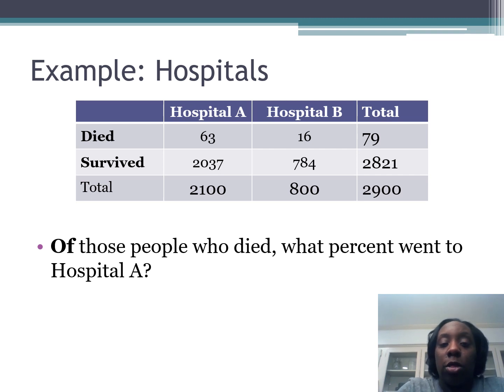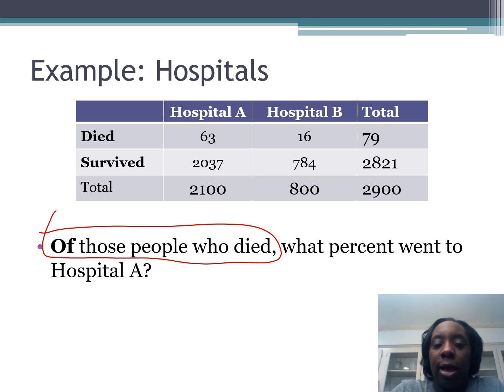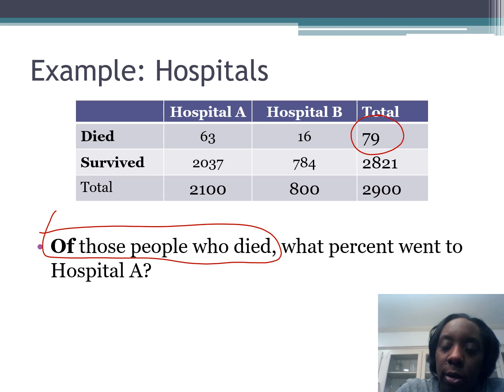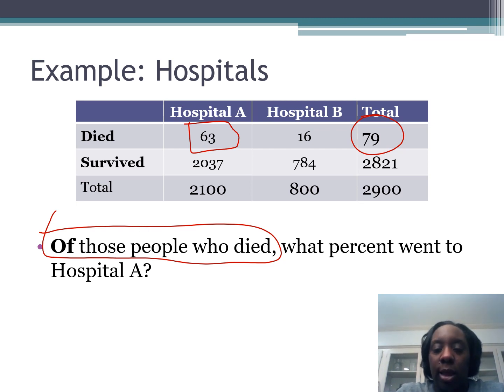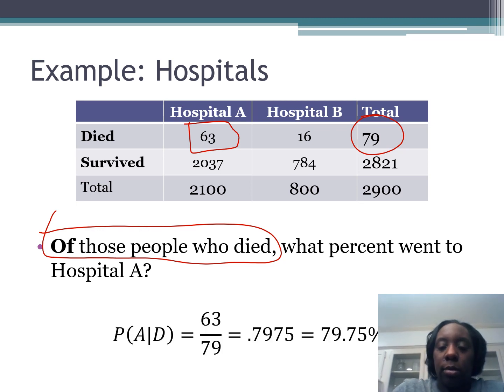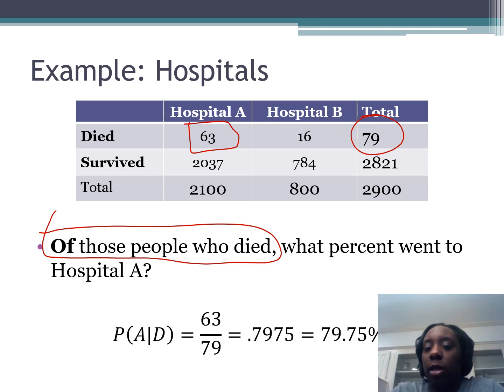Of the people who died. That's another way you can say of those people who died. So I care about everybody who died. So now my denominator is the 79. Now it says of the people who died, what percent went to hospital A? Oh, well, here we go, 63. So now, let's look at that. So 79% of the people, or 63 of the people who died were from hospital A.